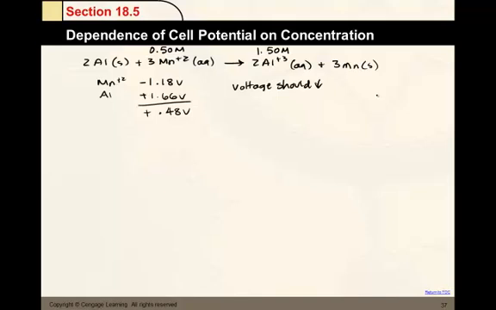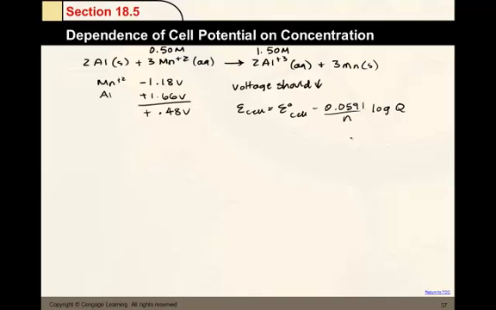Which is a way to think about it. But the Nernst equation not only helps us think about it, it actually helps us solve for what the new voltage should be. So how do we get that? Well, remember, E cell equals E0 cell minus 0.0591 over N log Q. And N stands for number of electrons involved.